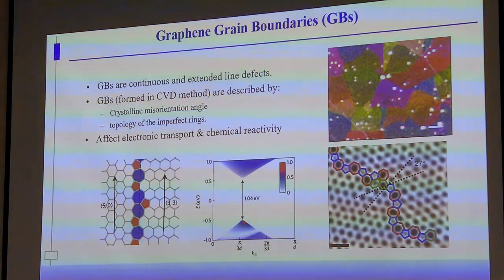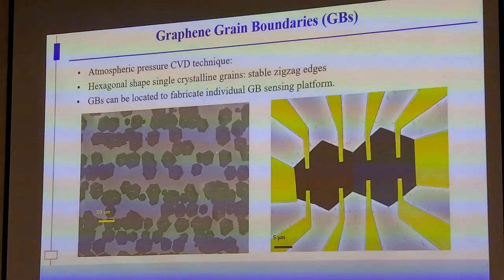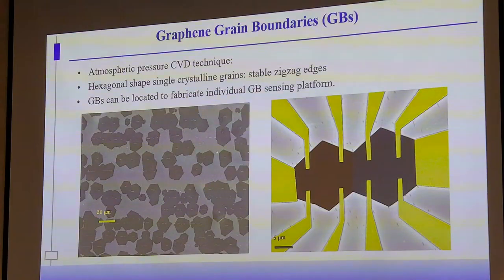When you have this kind of defective structure, there is a big band gap here, for this particular reason, for this defective reason. So it's not very conductive. So the first task is how to grow graphene with controlled graphene grain boundaries.